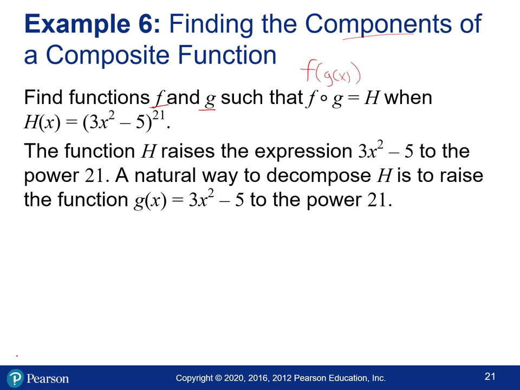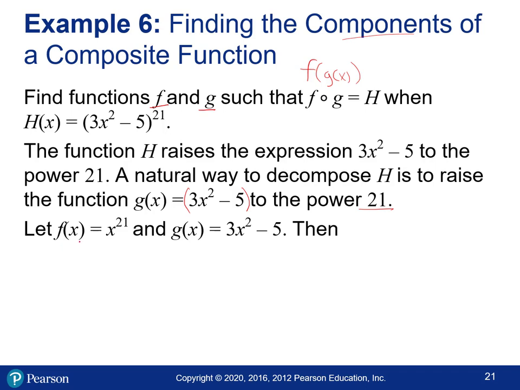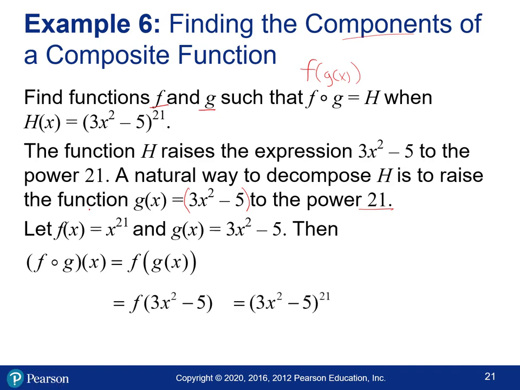Okay, so notice that the function here that we have given, it raises some expression, 3x squared minus 5 to the 21st power. And so you want to just do the most simplest way to decompose this. And so you can just say, well, it's the 3x squared minus 5 is part of it, and then the exponent of 21 is the other part. And so we can say that f is x to the 21st power, and g is just the inside part, the 3x squared minus 5. And so then if you put them back together, f composed of g is the result that we got.